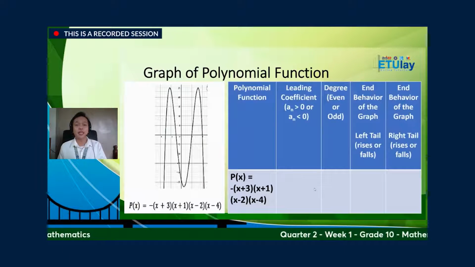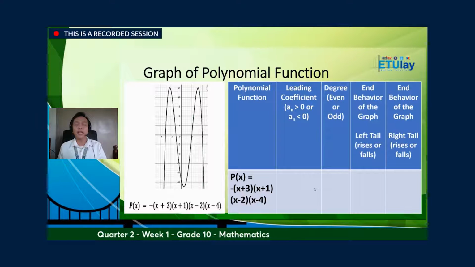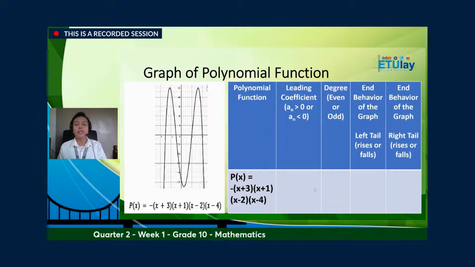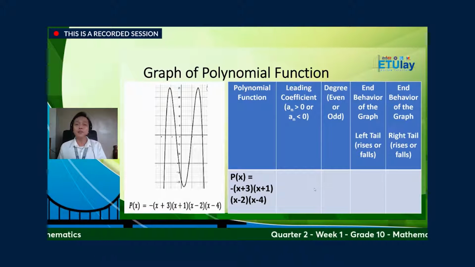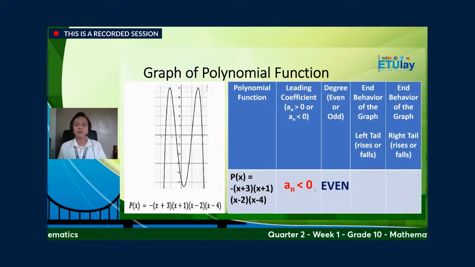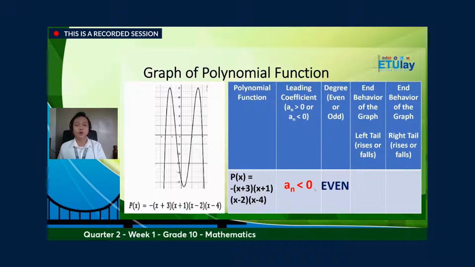Identify again the characteristics of this graph by the leading coefficient, degree, and behavior of the graph on the left tail, and end behavior of the graph on the right tail. The function is p of x is equal to negative quantity x plus 3 times the quantity x plus 1 times x minus 2 times x minus 4. What do you think will be the leading coefficient? Is it greater than 0 or less than 0? The answer is less than 0. How about the degree? Is it even or odd? That is even. Pag kinumbine natin ang lahat ng ating binomial terms, the highest possible exponent is 4.